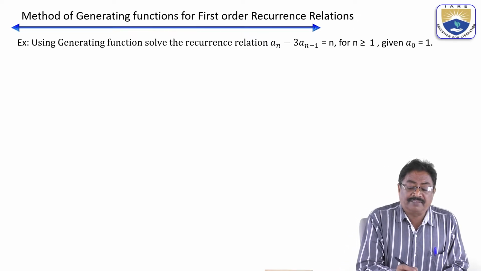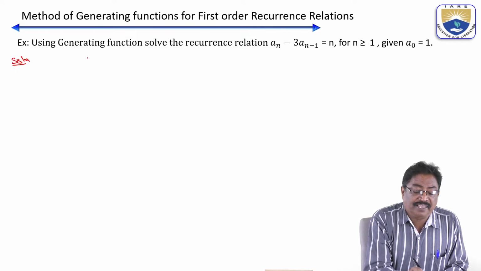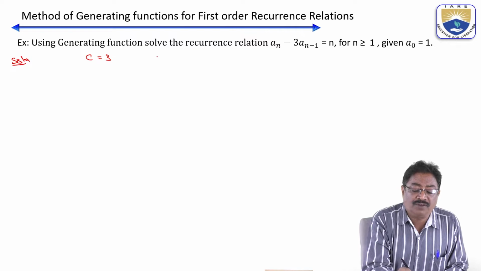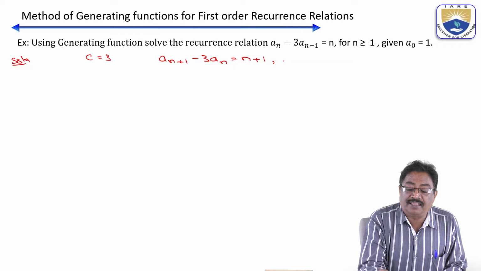Now see, in the same way we are going to solve as like the previous one. So here c is equal to 3, already it will be there, just I am going to substitute n equals n plus 1. So it will become a n plus 1 minus 3 a n is equal to n plus 1, where n is greater than or equal to 0.